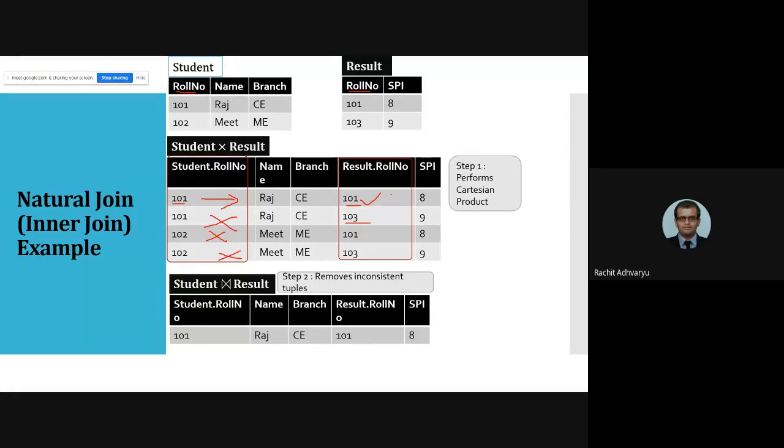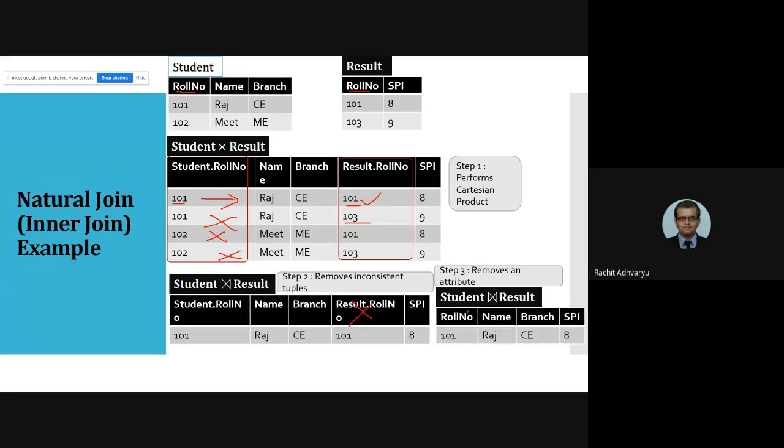Now step number 3 is to remove the duplicated attribute, or remove an unwanted attribute. Here the unwanted attribute is this roll number, because both the roll numbers are the same. So we don't require this one. We'll remove this and we'll have only this much: 101, Raj, C, and his SPI is 8. Is this clear, guys?